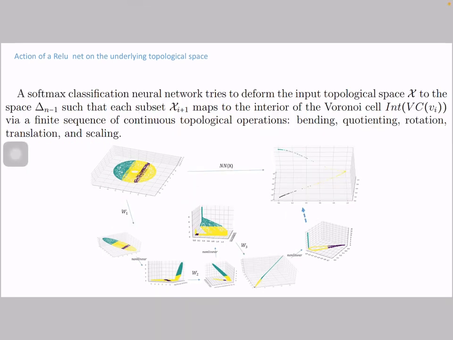So let's state this precisely. A softmax classification neural network is trying to deform the input topological space to the simplex on n vertices, such that each subset with label i plus 1 is mapped entirely to the Voronoi cell, or the interior of the Voronoi cell, associated with the vertex i. And the neural network is trying to do that via a finite sequence of continuous topological operations: bending, quotienting, rotation, translation, and scaling. This is done by understanding what each layer function is doing, and by using this topological terminology as well.